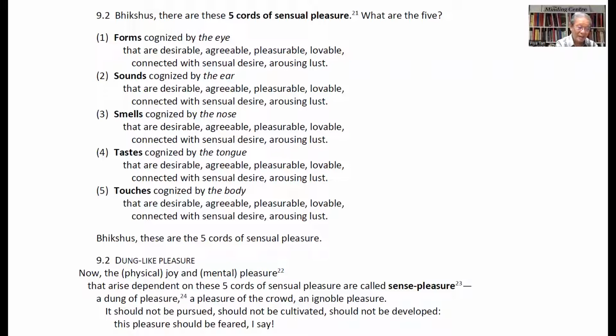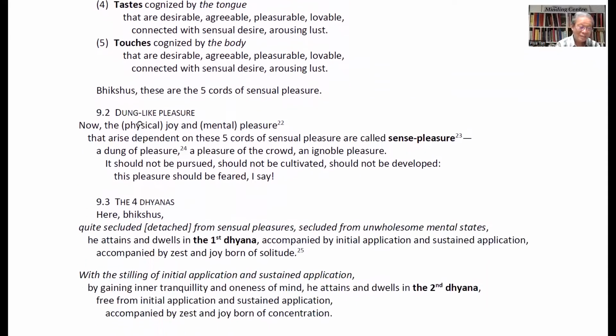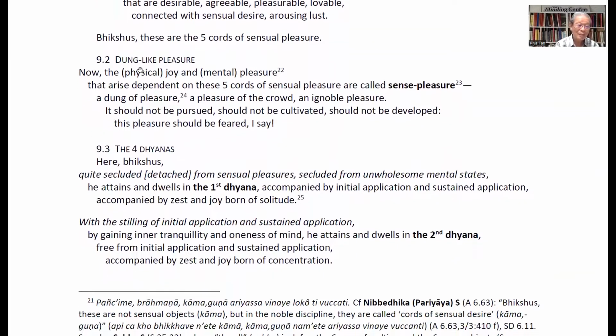Now, again here, we must remember that these things in themselves are harmless. They're not to be blamed. It's our attachment to them that causes the problem. Okay, there is another sutta which is coming soon where we'll be talking about this in more detail. Now the Buddha is talking to the monks, so he talks a bit more graphically. Then look at 9.2. I've subtitled it as dung-like pleasure.